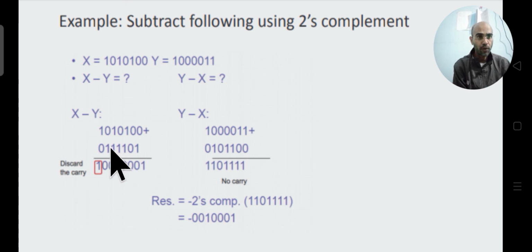If you have to perform this operation, then in the first case we take the 2's complement of y, and the 2's complement of y is this. Add it to the number, carry is generated and discarded. In the second case, take the 2's complement of x, write it, add it, no carry is generated. So when no carry is generated, we take the 2's complement of this number and put a minus in front of it. This is how we perform the subtraction using 2's complement.